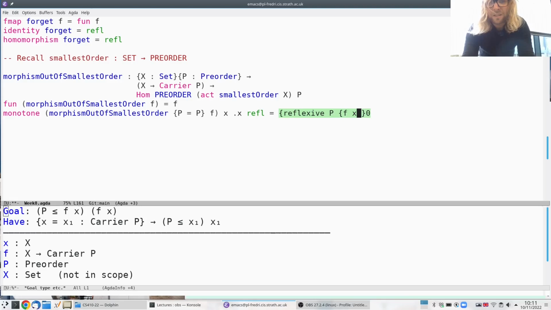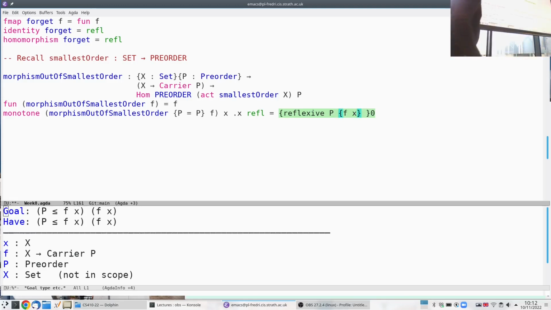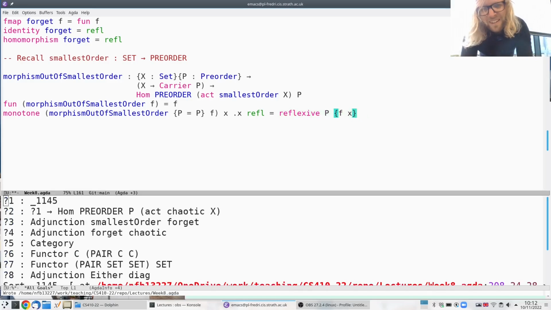Looks good. So I don't have to, but I just get pleasure from seeing that these two things line up perfectly. And then afterwards, I feel the need to delete it.